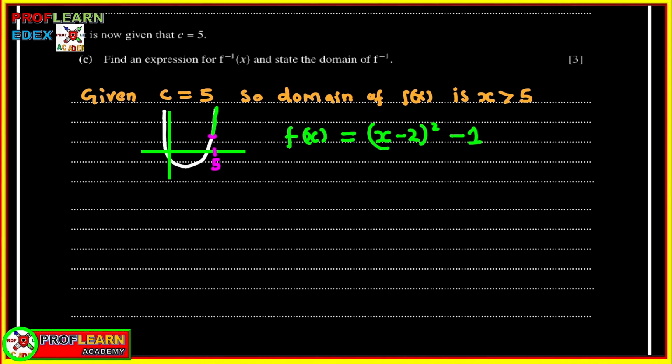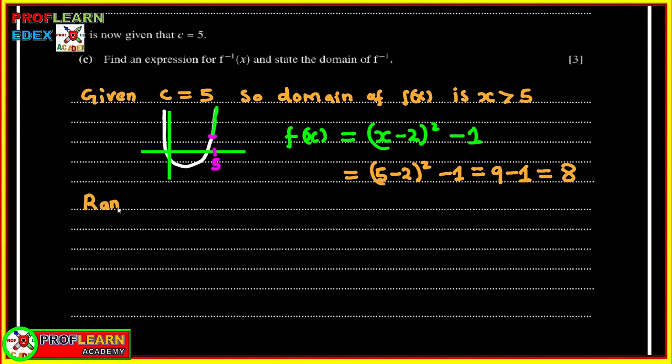So f of x equals x minus 2, and then this is actually squared, minus 1. So for us to get the range for f of x at that particular domain of x greater than 5, when we substitute that, we are going to get the value equal to 8. So our range for the function is actually 8.